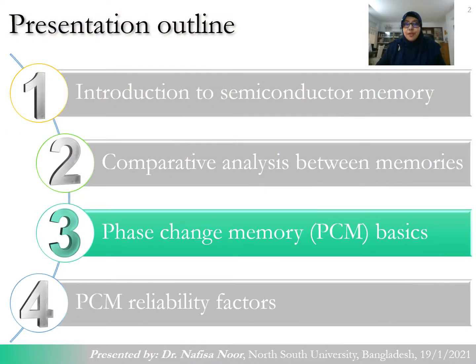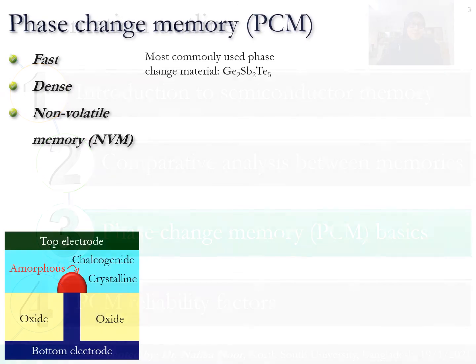In this module, we're going to discuss the fundamentals of phase change memory, or PCM, nano devices. We have already learned that PCM is an emerging computer memory technology. PCM is fast, dense, and non-volatile. And we already learned from our previous module that the meaning of non-volatility for the memory is that the information stored in the memory will be retained even when the power is turned off.